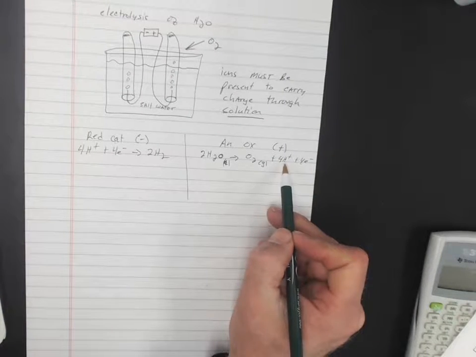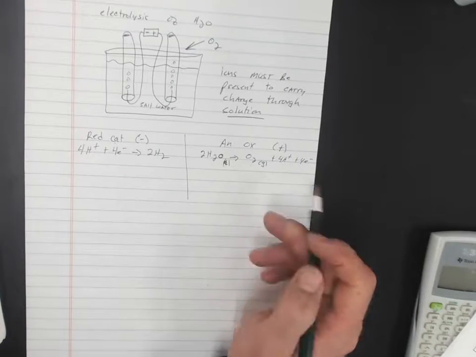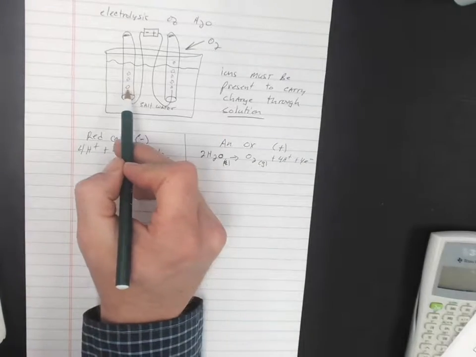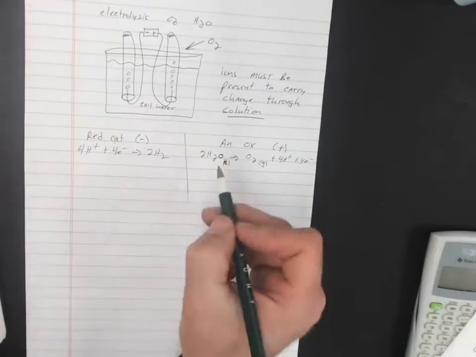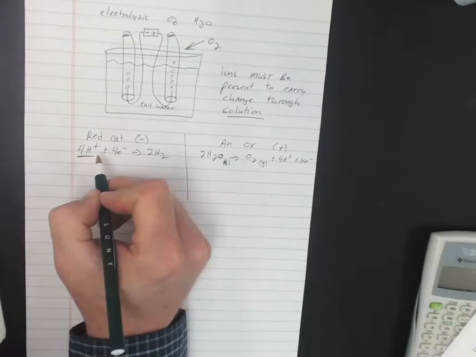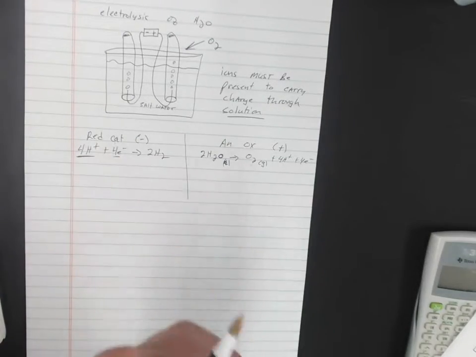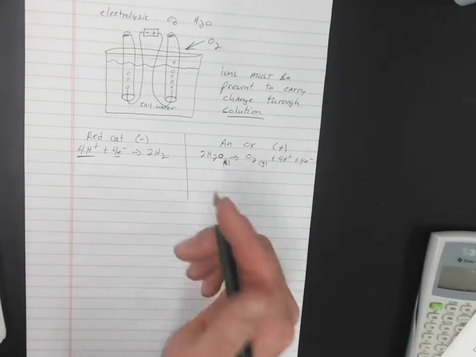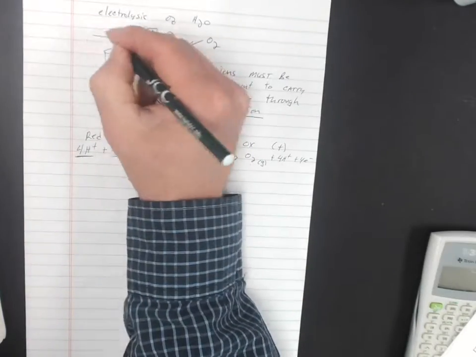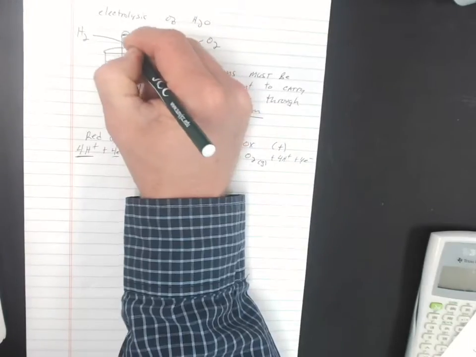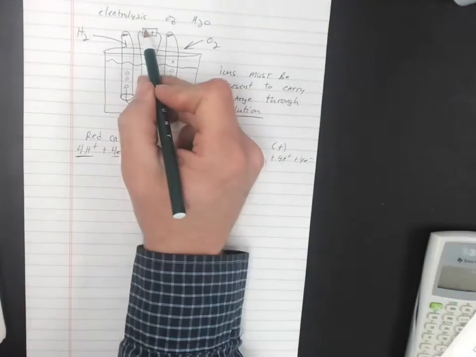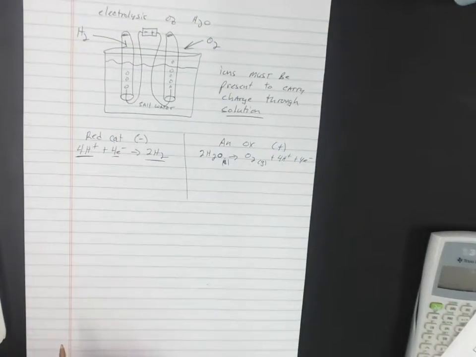Now these 4H+ are ions. They're able to move through solution. So over here on this electrode, those 4H+ meet 4 electrons, which are carried through solution by ions, and form hydrogen. This takes place at the negative terminal that's connected to the battery.